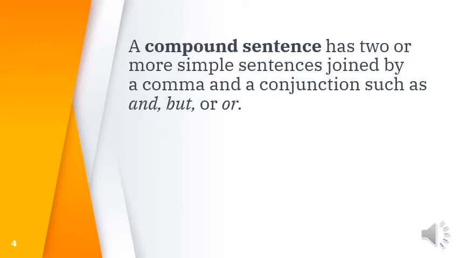Now let's take a look at the compound sentence. You have studied before that a compound sentence is composed of two simple sentences, and there is a conjunction in between, a comma and a conjunction. What are the conjunctions? And, but, or. Is this in your lesson? No, you have studied this since grade 3.